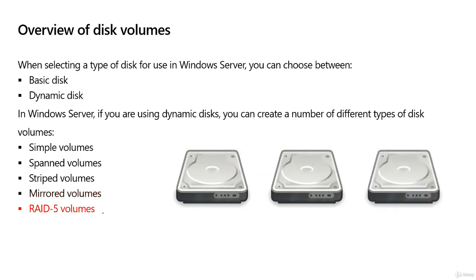When we look at data, RAID 5. Now, sometimes this is called a stripe with parity.